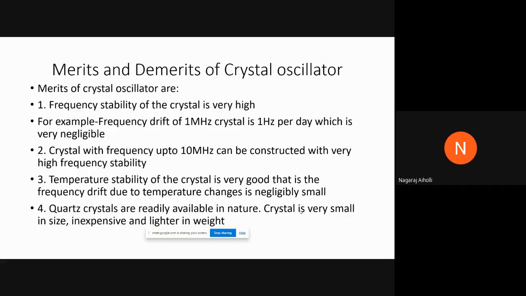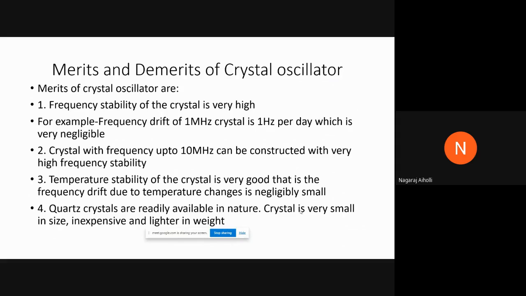Now, what are the advantages and disadvantages of the crystal oscillator? The advantages, or merits, of the crystal oscillator are: it has high frequency stability. A change in the frequency is just 1 hertz for a 1 megahertz crystal per day. The drift is negligible. Crystals with frequencies up to 10 megahertz can be constructed with very high stability.